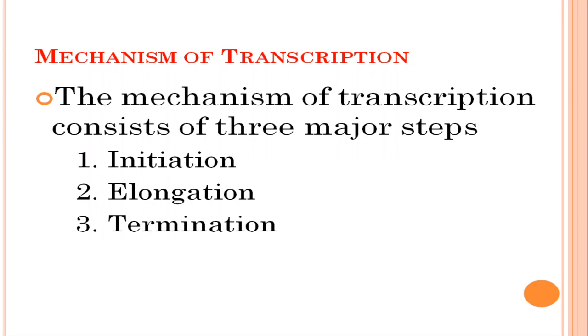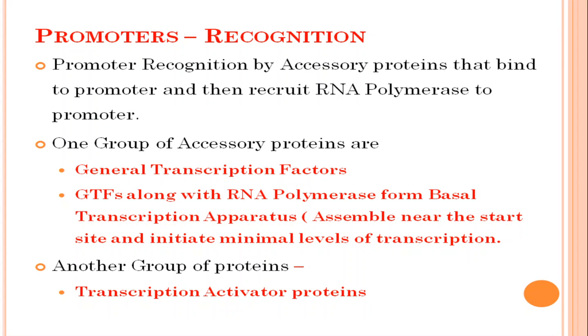The mechanism is divided into three phases: initiation, elongation and termination. And today we are going to discuss initiation of transcription in eukaryotic organisms. Before we start initiation, we should know about the promoter, because the promoter is the sequence which is recognized by the enzyme and it is the start site for the process of transcription.